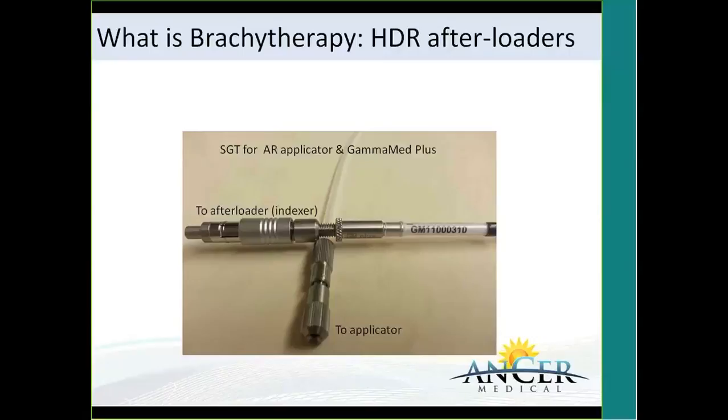The combination of length is very important. You want to make sure that you have the right length, overall length, from the machine to the tip of your applicator.